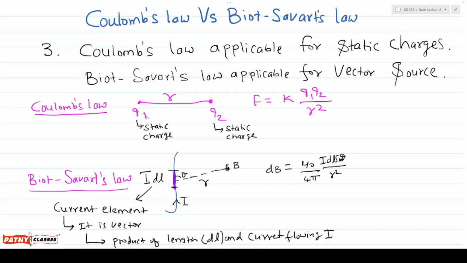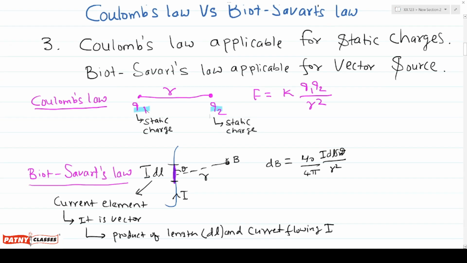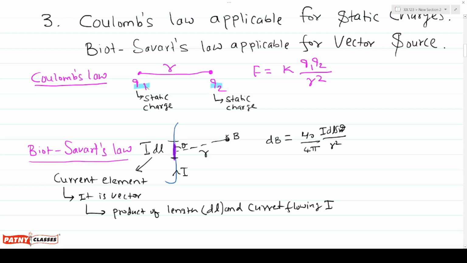Point number three, Coulomb's law is applicable for static charges and Biot-Savart's law is applicable for a vector source. In Coulomb's law, there are two charges, Q1 and Q2, and both are static charges. In Biot-Savart's law, we have the current element.